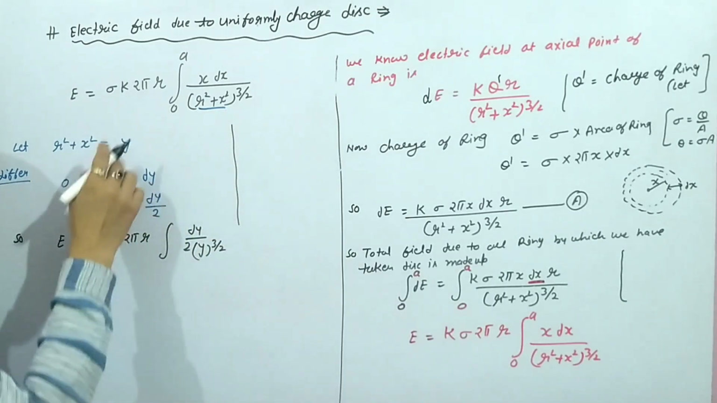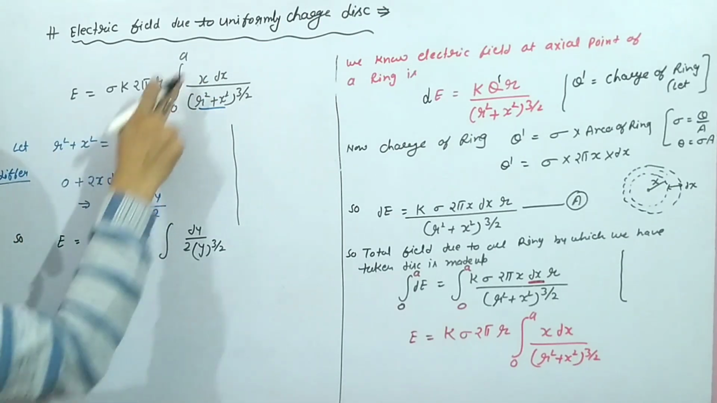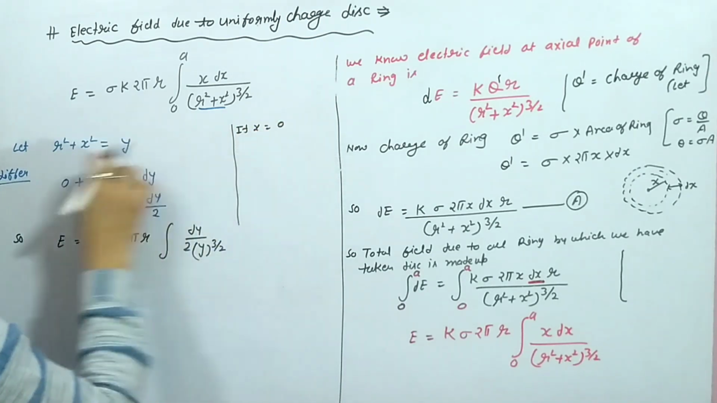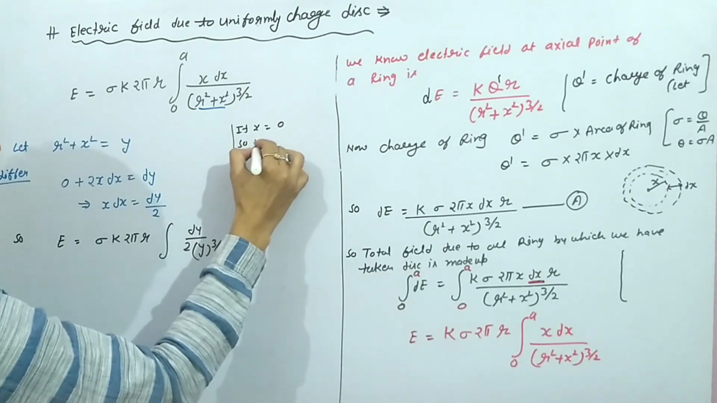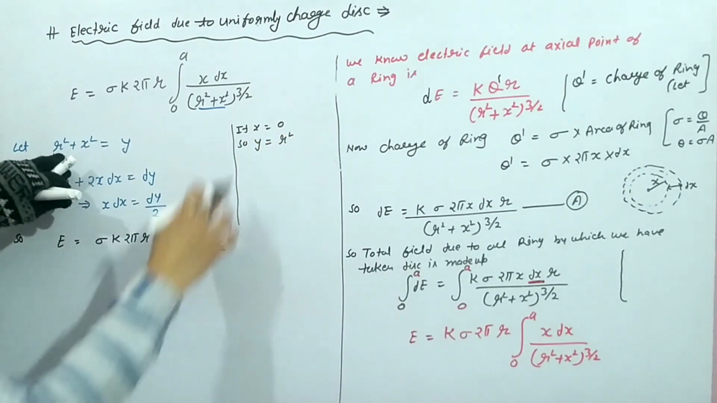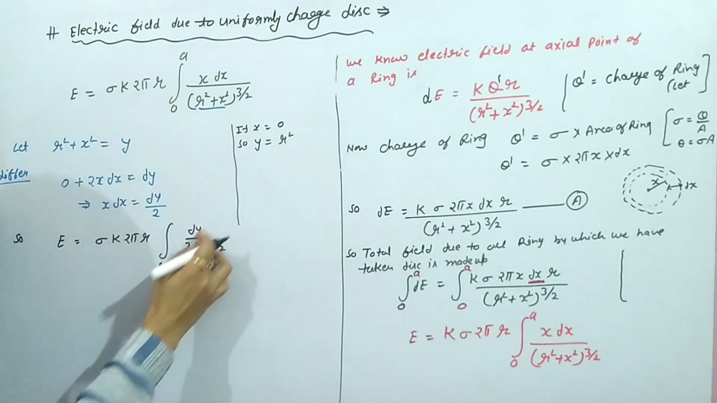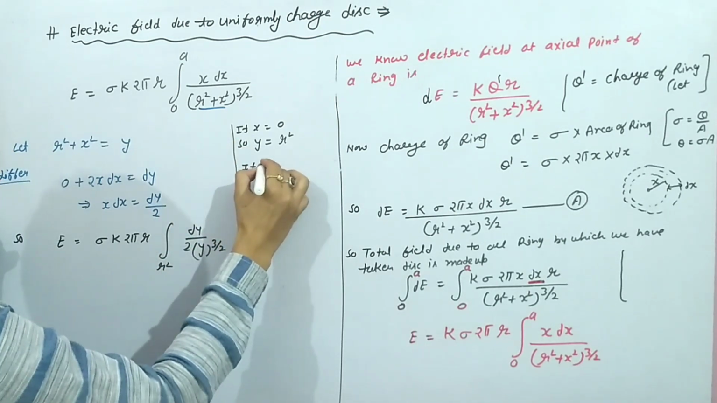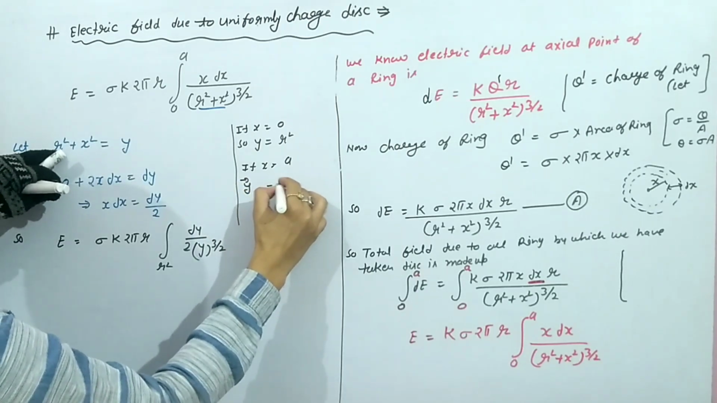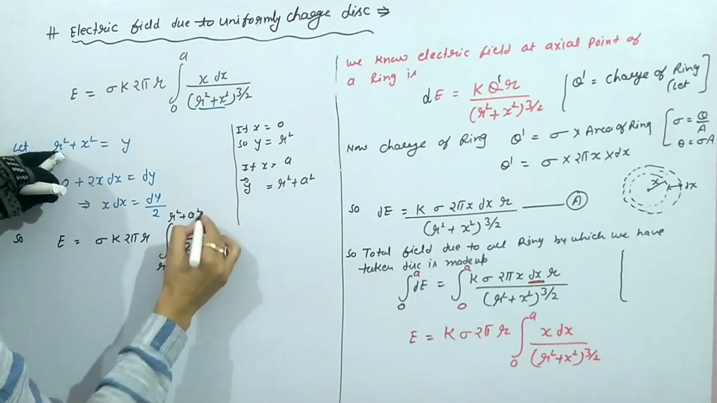What will be the limit? See here, this is the limit of x. So here we will put the limit of x. First, if x equal to 0, then y equal to r square. If x is 0, then y will be r square at that time. If x equal to a, y will be r square plus a square. So the upper limit will be r square plus a square.